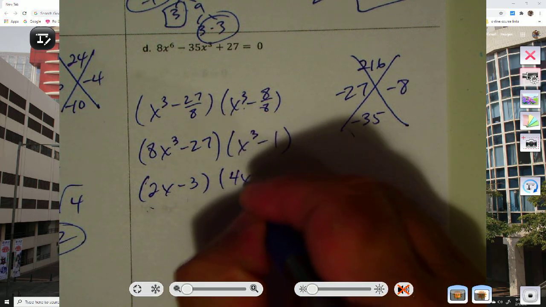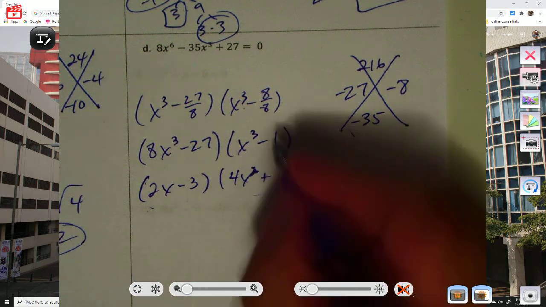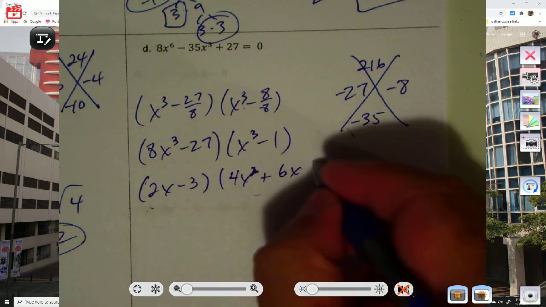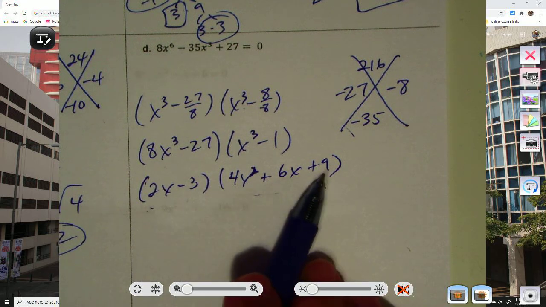So that's 4x squared. Change the sign. That's a plus. Multiply those two. So that's 6x. And then plus 9. Right? You square the second term and add it. It's always a plus here.